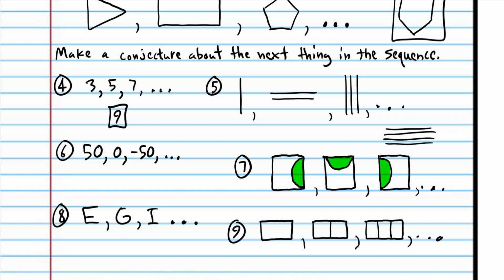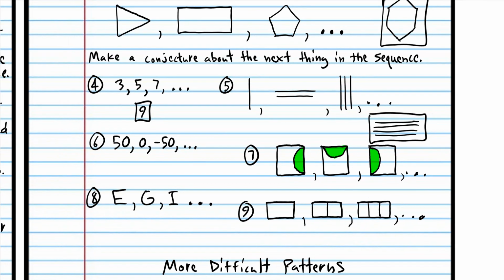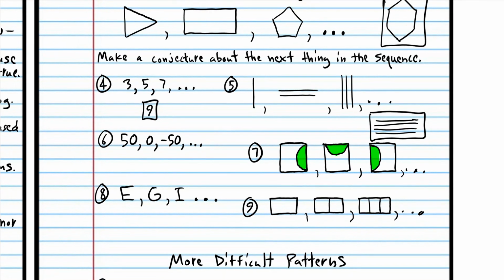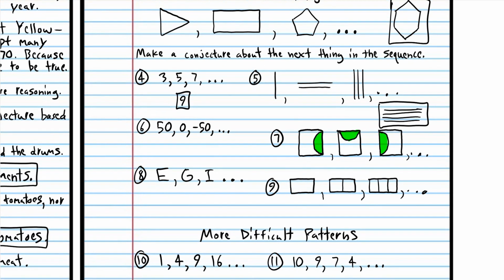Again, this is inductive reasoning. We're looking at a pattern and coming up with a conjecture, a conclusion or a prediction about what the next thing will be. All right, so if you got something like 5, good job. Let's try number 6. Pause the video. When you come back, we'll do it together.